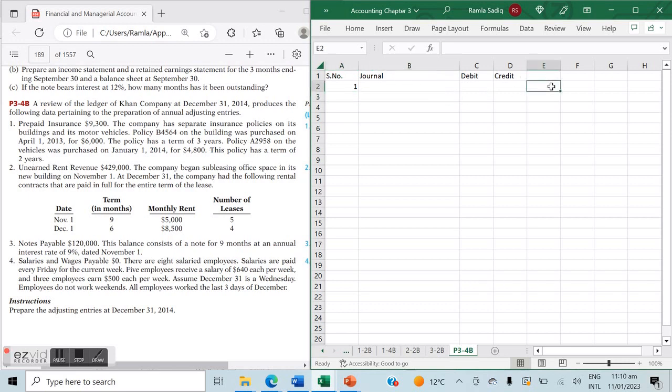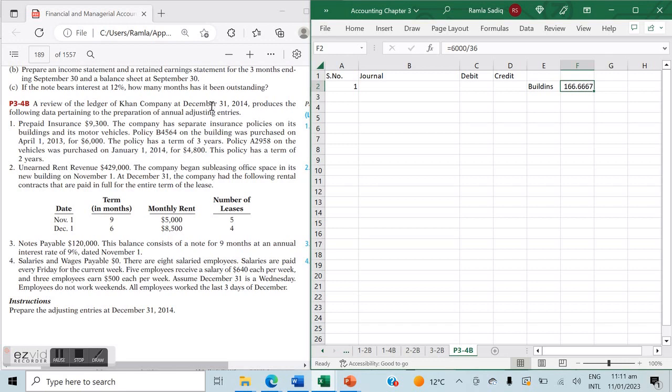Now we're going to divide these two policies separately. So let's look at the building policy. I'm just going to call it the building policy over here, the building insurance, just for the sake of calculation. If it was purchased for $6,000 and it has a term of 3 years, that means 36 months is what we will divide it into. So each month the building insurance will decrease or be utilized by $166.67.